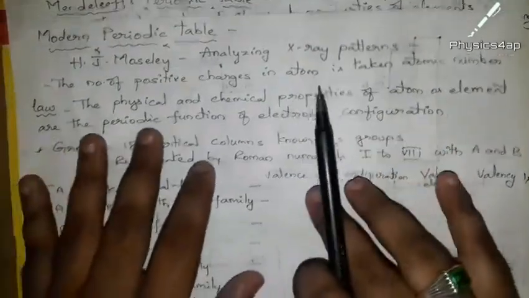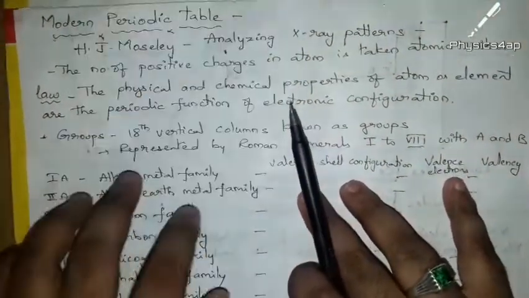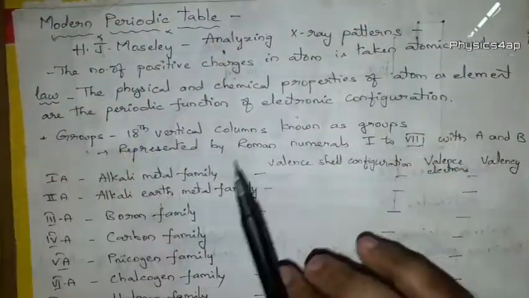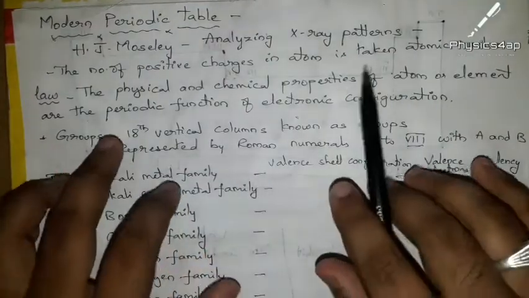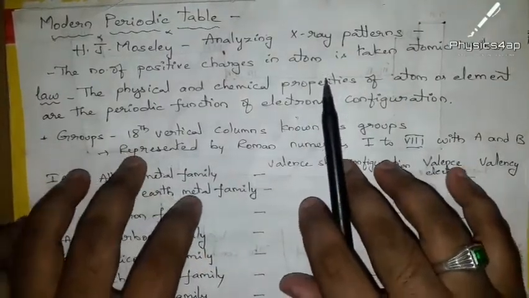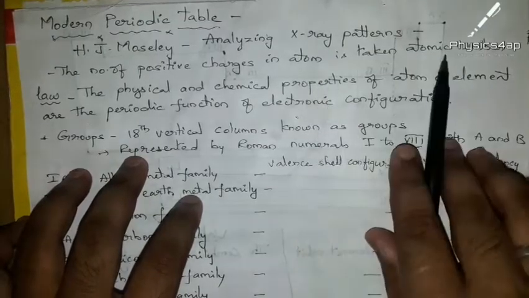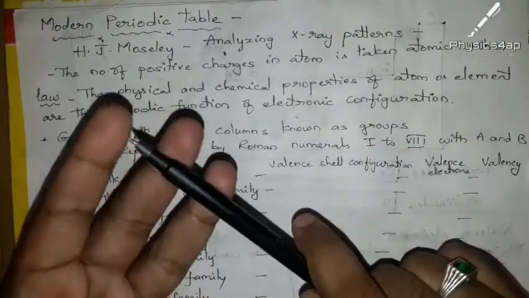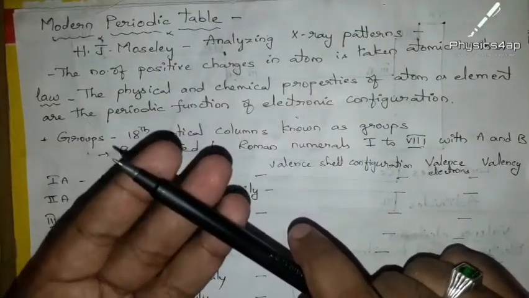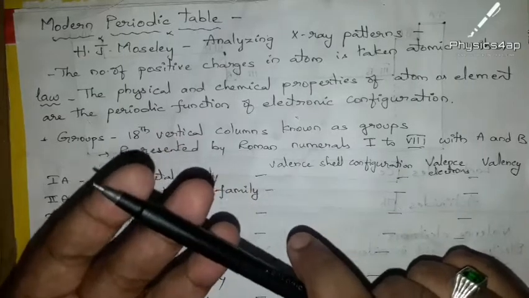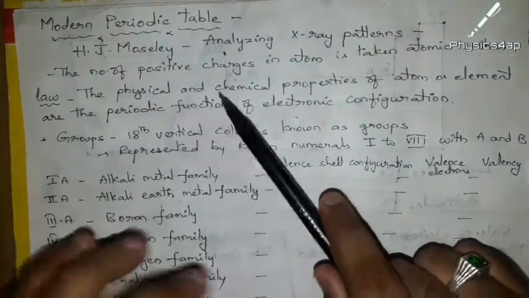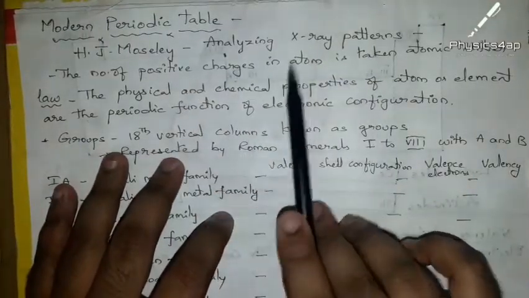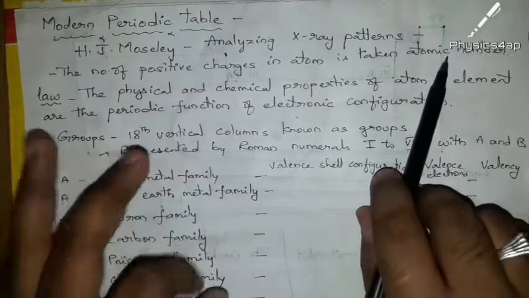Now in the modern periodic table, based upon the analysis of the X-ray patterns, he has arranged the elements in the correct order. He arranged the modern periodic table not with atomic weights but with atomic numbers. The same mistake was common to Dobereiner, Newlands and Mendeleev: they all took atomic weights. He analyzed that mistake and did a separate experiment, the X-ray patterns, and found the positive charges in the atom and took it as the atomic number of each and every element.